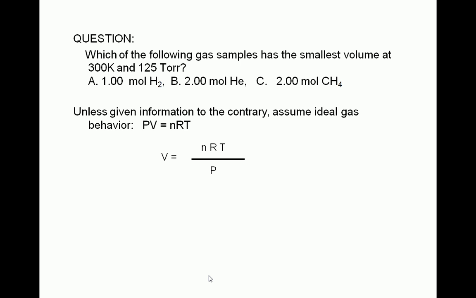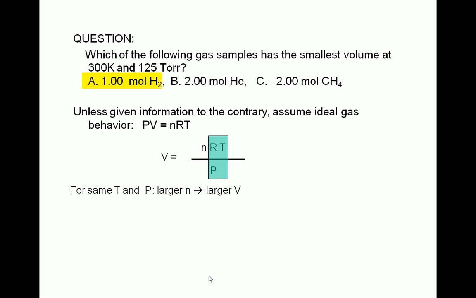However, there is a smarter way of figuring out the answer to this question. Since we are given the same temperature and pressure for all 3 choices, the factor R times T over P is the same in all 3 cases. We can see that for as long as we're comparing gas samples at the same temperature and pressure, a sample with more particles will have a larger volume. Therefore, the correct answer is choice A.